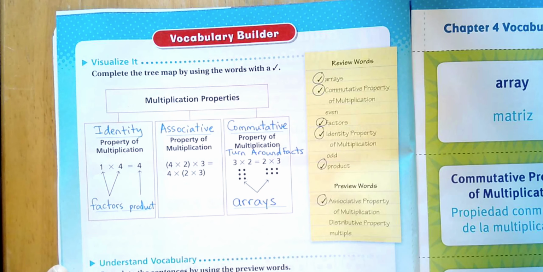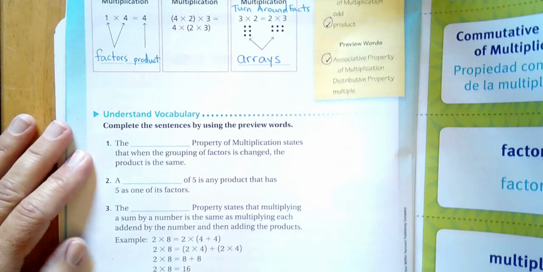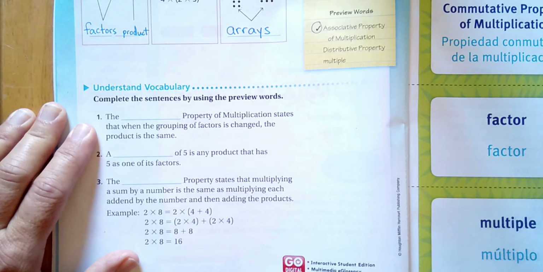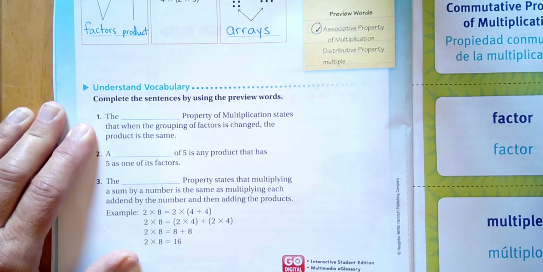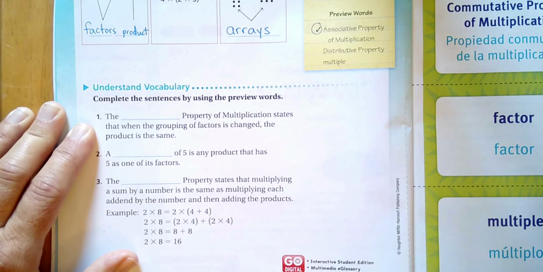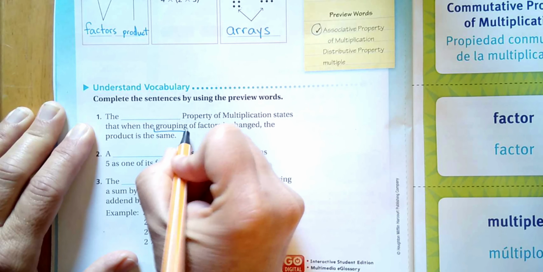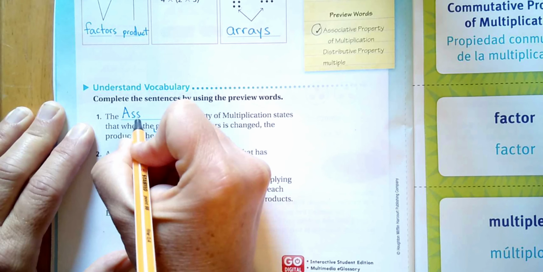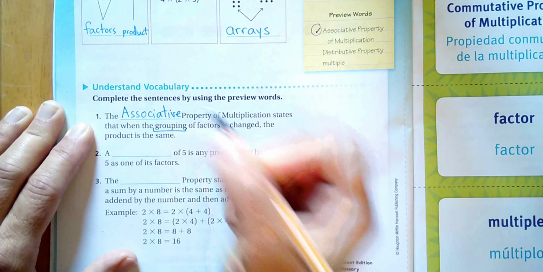Okay, those are some important terms for us to know. All right, and we can further understand these vocabulary words down here in the bottom. The blank property of multiplication states that when the grouping of factors is changed, the product stays the same. And that word grouping tells me that I use the parentheses, it's the associative property.